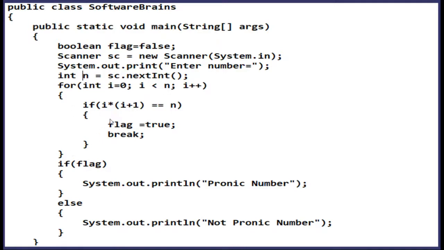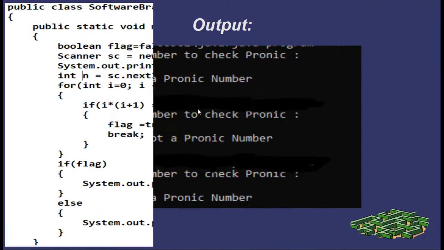Now whenever it meets the criteria, flag will become true, and we are using a break statement to come out of this for loop. We will be printing: if flag is equal to true we print pronic number, else we print not a pronic number. So I hope you have got an idea how we need to frame the logic for this program. If you are unclear with anything, please do comment in the video so that we can give much more explanation in our upcoming videos.